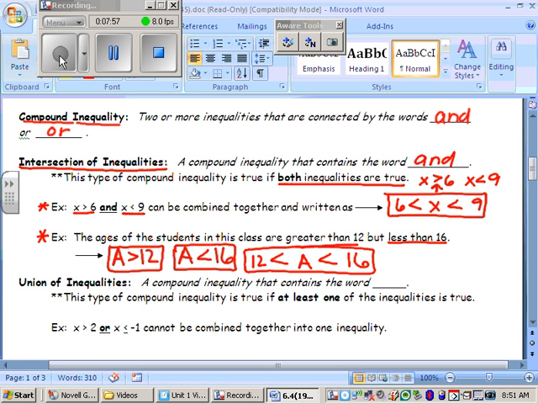So this is a compound inequality, which we can read, the ages of the students are greater than 12 and less than 16. So in other words, the ages are between the ages of 12 and 16.